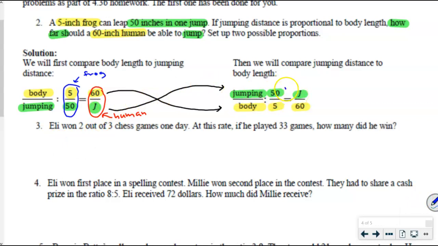Notice I still have all of my information here about the frog, all stacked. So I have a frog ratio. And all of the information about the human is still stacked, so I still have a human ratio. Could you solve this? Yes, that's not the point. We're not solving today. All we're doing is writing these proportions. So please understand that. If you tell me what the variable is, if instead of a variable you have a number, that means you haven't followed those directions.